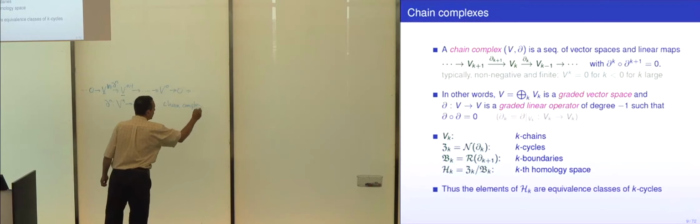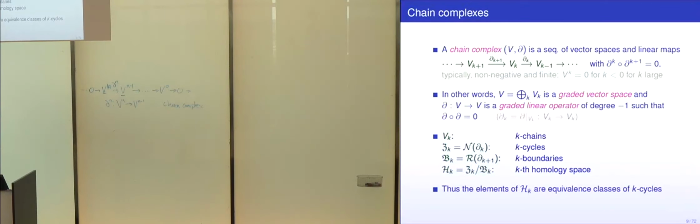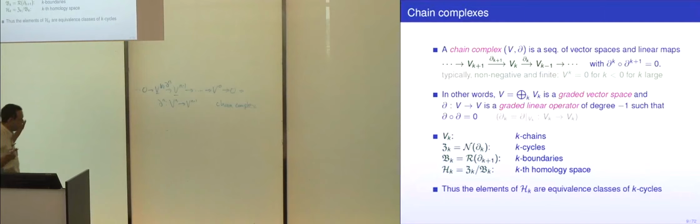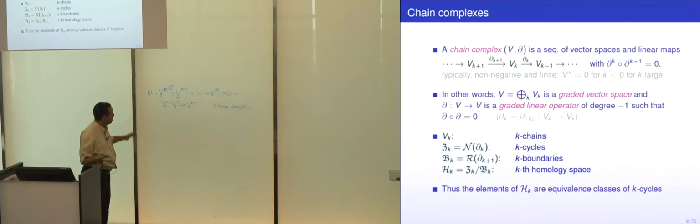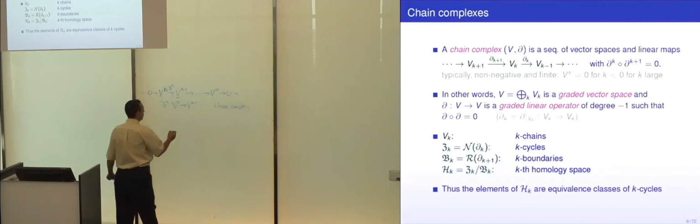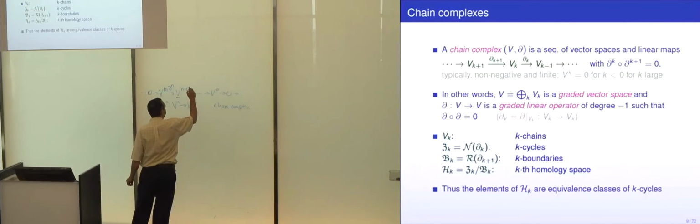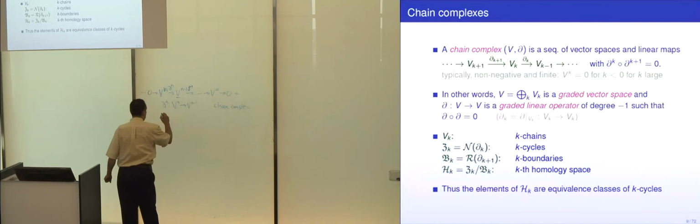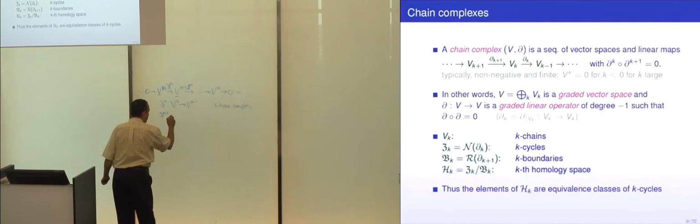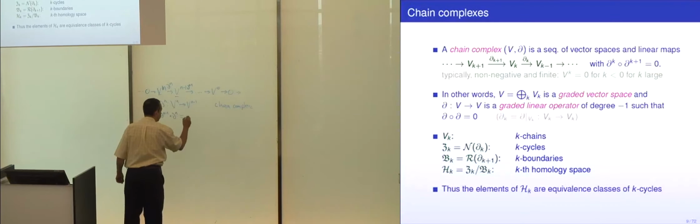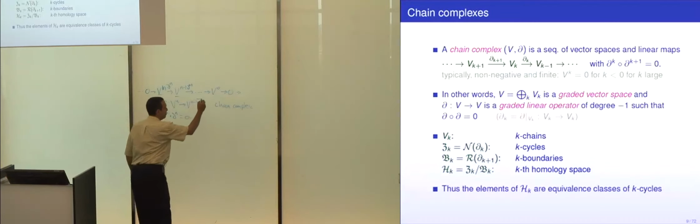If one condition is satisfied, these are linear maps, there's no topology at this point, linear maps on a vector space. And the one property you should have is if you do two of these operators in a row, so you do d_{n-1} composed with d_n, it gives you 0. That's the chain complex.